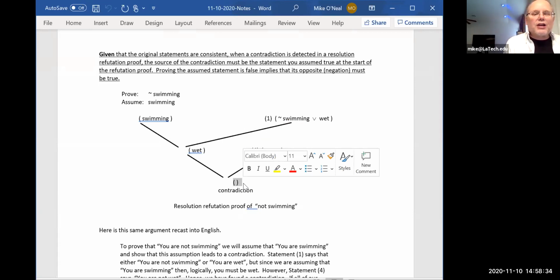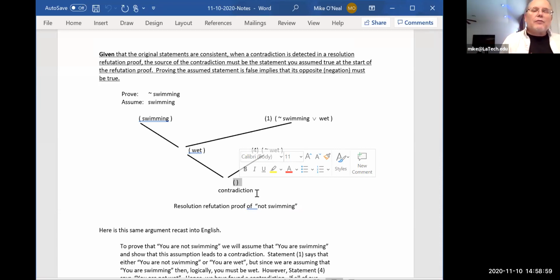Okay? In other words, you're saying nothing is true or everything is true. Anyway, either way you want to look at it, when you get a clause that is null, is empty, there are no more propositional variables, that is how you detect a contradiction in resolution refutation proof. So you can see how this can be automated pretty easily, right?